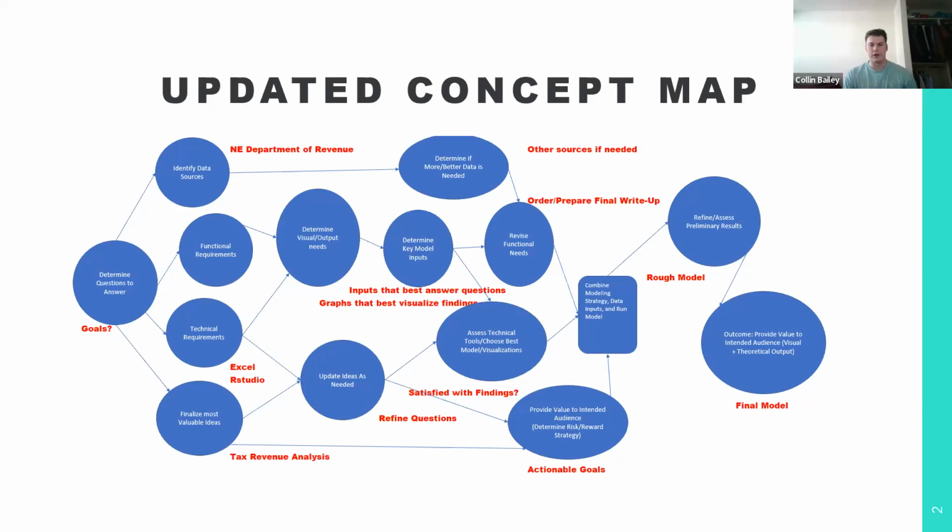In this course, we learn how to use the code language R. So I used RStudio and Excel mainly to dig through the data set. And the goal is the tax revenue analysis. Moving along the concept map, obviously we're looking for inputs that best answer the questions we're asking, and then being able to visualize our findings in a way that any audience could read and make sense of. That was my goal and what I've been working on.